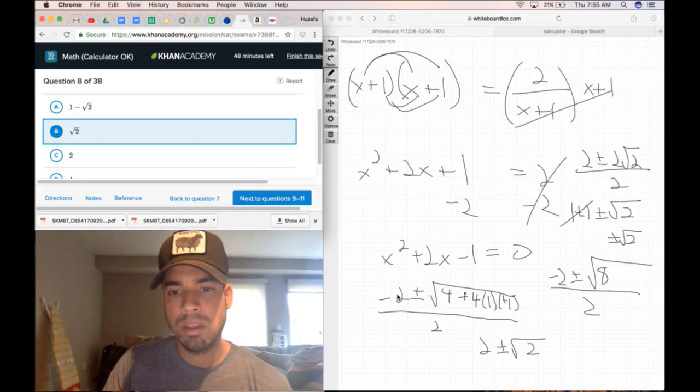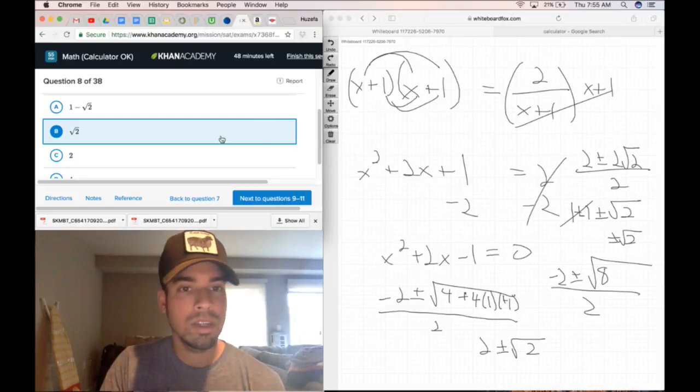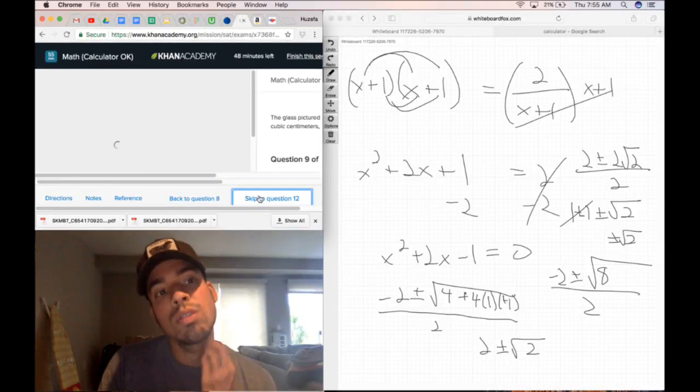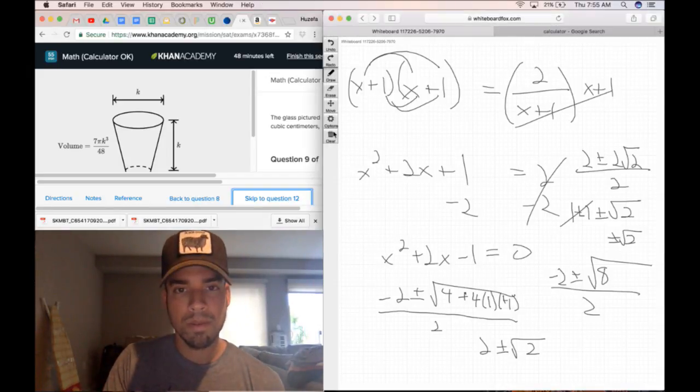I messed up. I forgot to carry over the negative. Just a simple mistake like that. But I was able to realize that it didn't work, or the answer I thought was going to be there wasn't there. So I reevaluated and figured it out.